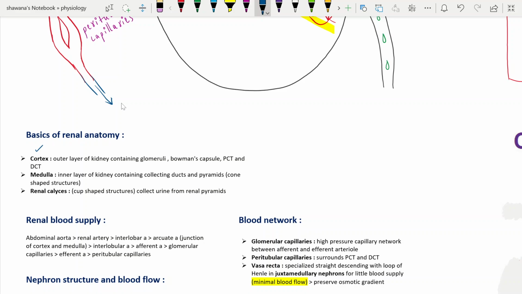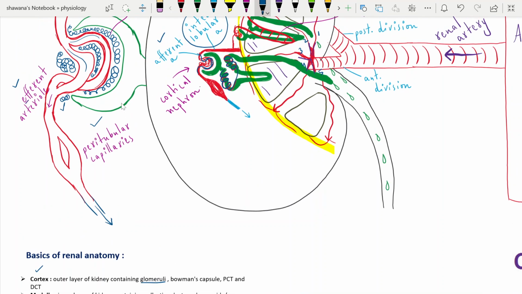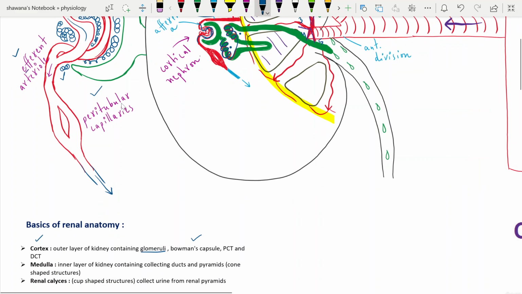First of all is the cortex, the outer layer. It contains glomeruli. As you can see here, these are the various glomeruli: Bowman's capsule, the proximal convoluted tubule, this one, and the distal convoluted tubule. The medulla. Medulla is the deep structure. It contains the collecting ducts, the pyramids, and the loop of Henle.